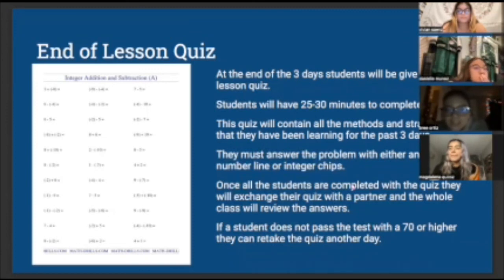Once all the students are completed with the quiz, they will exchange their quiz with a partner, and the whole class will review the answers. If the student does not pass the test with a 70 or higher, they can retake the quiz another day.